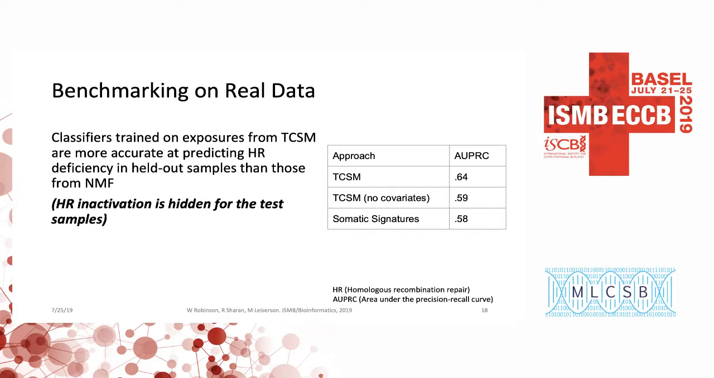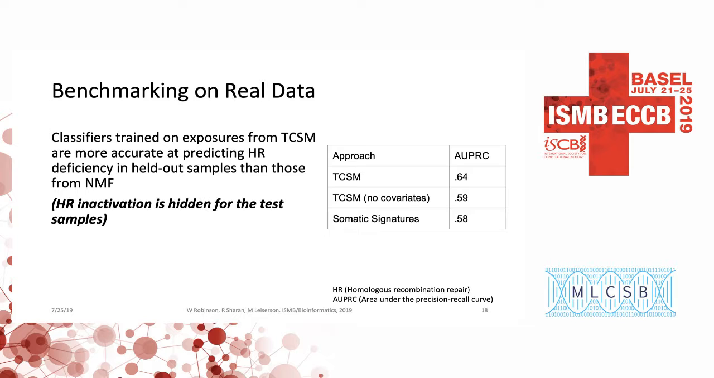And so the next thing that we wanted to do is benchmark on real data. In this case, this is actually a little bit difficult because we don't have any ground truth. And so what we decided on is that the model that provides better, more predictive exposures of something is the better model. So we decided to train a classifier on exposures from the models, and we wanted to try to predict homologous recombination, the same covariate that we're using to train the model.